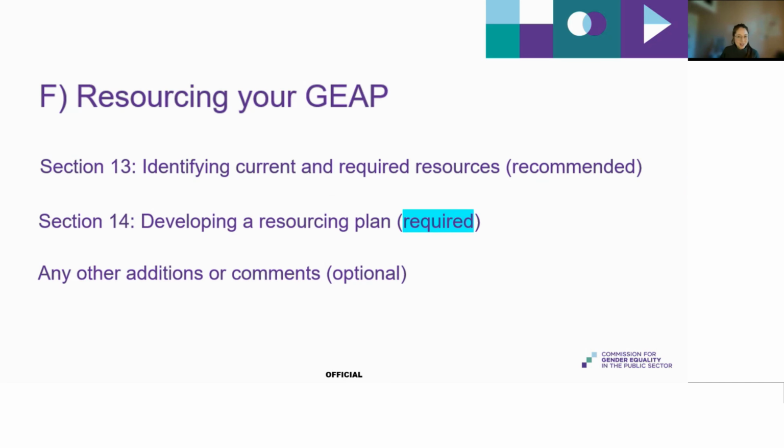We've now come to the final page of the template. Here we have section 13, identifying current and required resources. This is recommended. Please summarise your assessment of what resourcing you need to implement your GEAP. This section aims to have you think about the resourcing needs to implement your GEAP over its life cycle. Section 14, developing a resourcing plan. This is required. Please summarise what resourcing is allocated to developing and implementing your GEAP. Together, these sections ensure that your GEAP is prioritised, that you have the right resourcing in place, and that your GEAP can withstand organisational change.